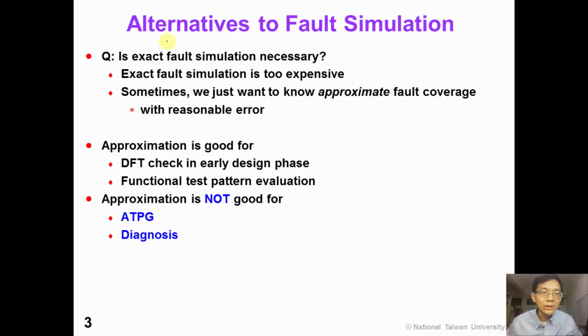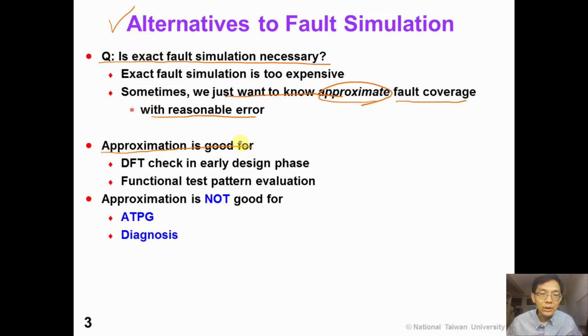This is a good question. Is exact fault simulation necessary? Sometimes we don't even have to know the exact fault coverage. We just want to know approximate fault coverage with reasonable error. So this is the reason why sometimes we need alternatives to fault simulation.